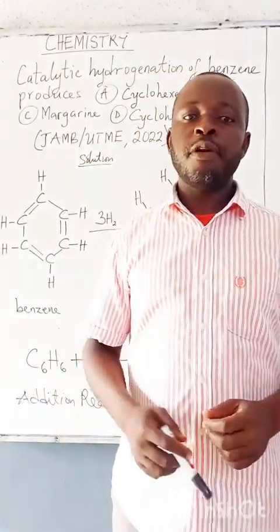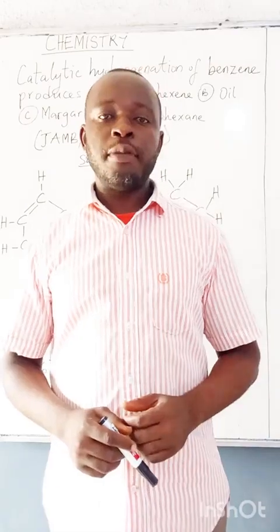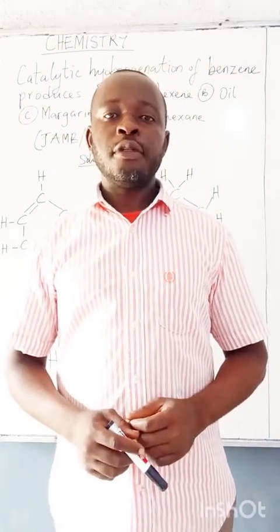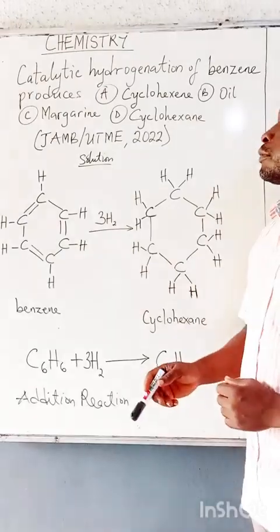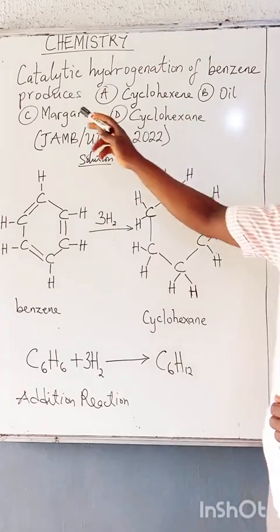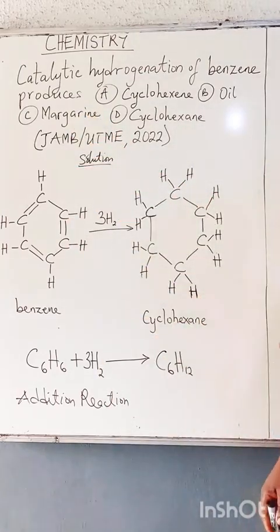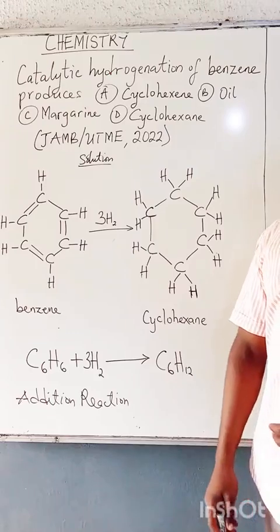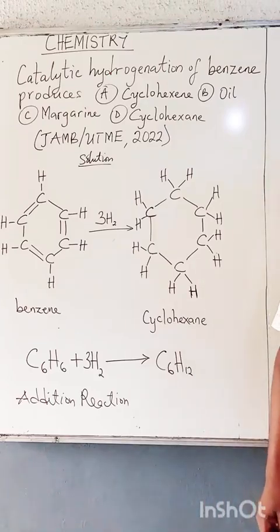On the board is a problem, a 2022 UTME problem to be solved. The problem goes this way. Catalytic hydrogenation of benzene produces, and there are some options given to us. Which option is the correct option?